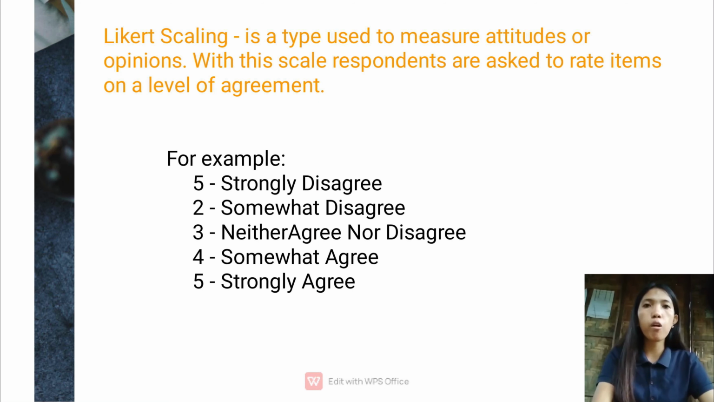So, for example, strongly disagree, you rate as 1. Somewhat disagree, 2. Neither agree nor disagree, 3. Somewhat agree, 4. And strongly agree is 5. Those are examples of a Likert scale.